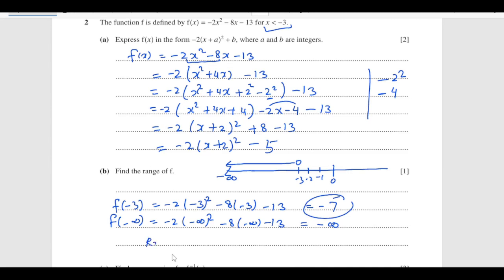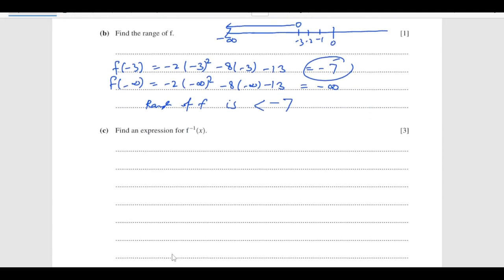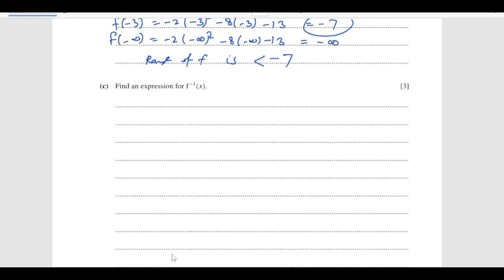So the range of f(x): f(x) is less than or equal to -7, right. Find an expression for f inverse x.